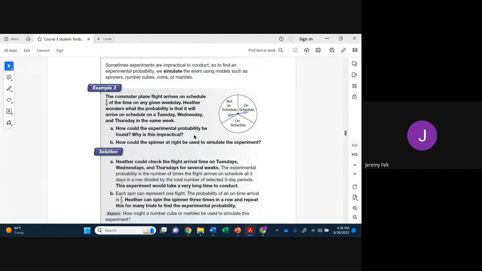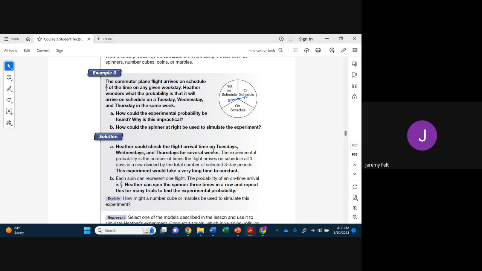How could the spinner at the right be used to simulate the experiment, on schedule, not on schedule? Well, we could spin this and say, okay, this is our flight pattern, whether it's on time or not on time. And we have 2/3 on schedule, 1/3 not on schedule. So we can use this spinner to quickly do 10, 50, whatever simulations to get an experimental probability. Again, that doesn't determine what's going to actually happen, but it may be a quicker way to get some quick simulations to try and calculate experimental probability.